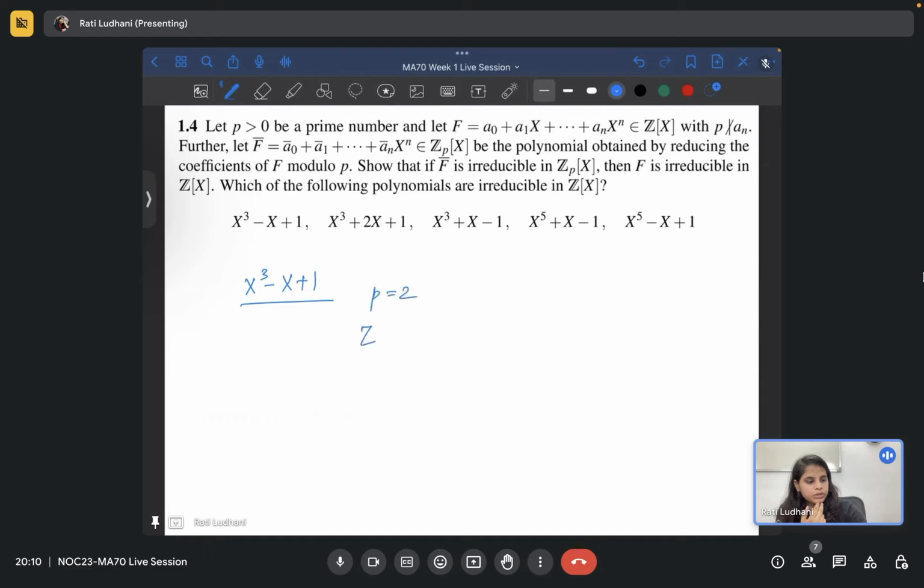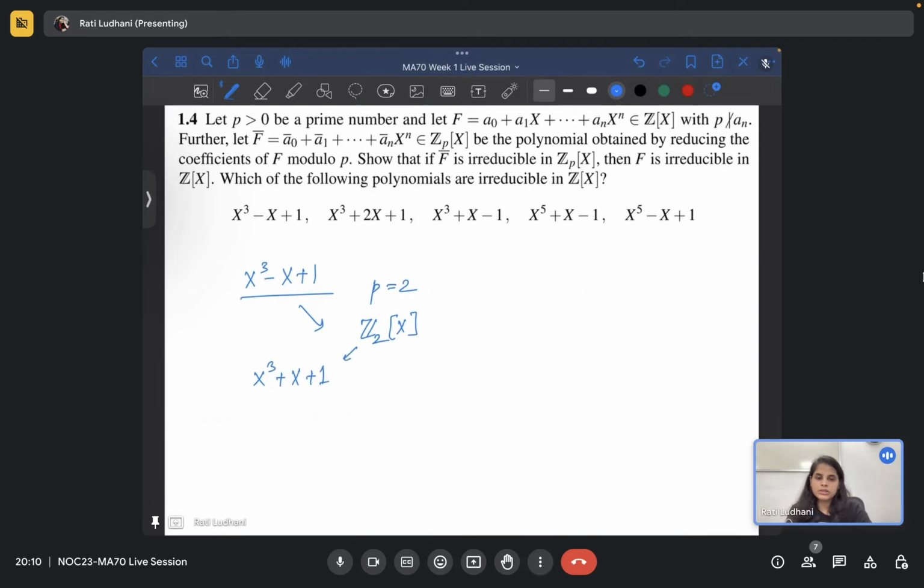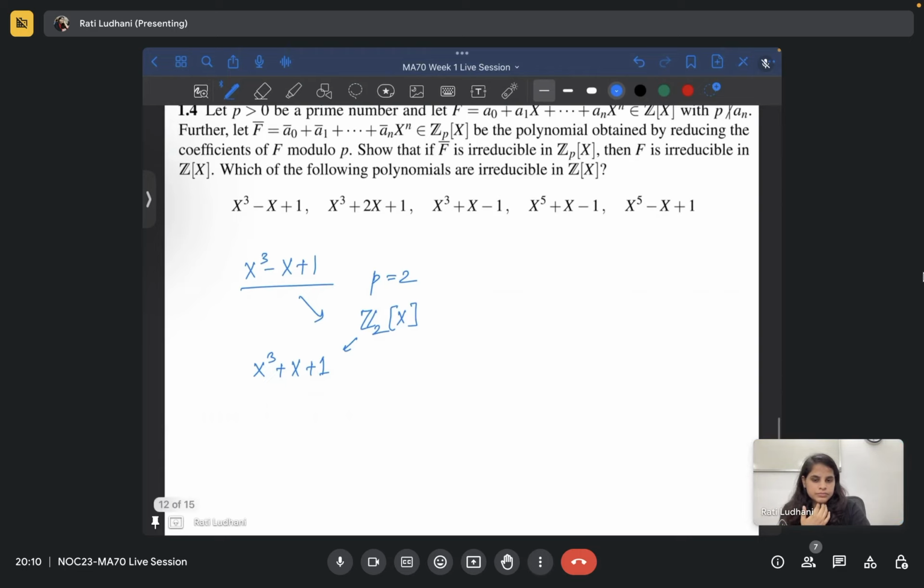That means you are going modulo 2, you are going in Z2[x]. So you have x cube plus x plus 1. What does this mean? You have to prove that this is irreducible in Z2[x]. So how will you prove that this is irreducible in Z2[x]? There are no roots in Z2, because it is a cubic polynomial. For it to be reducible, it must have a root.